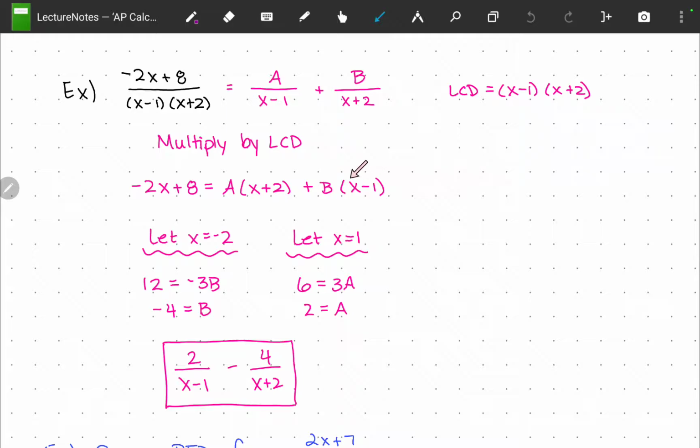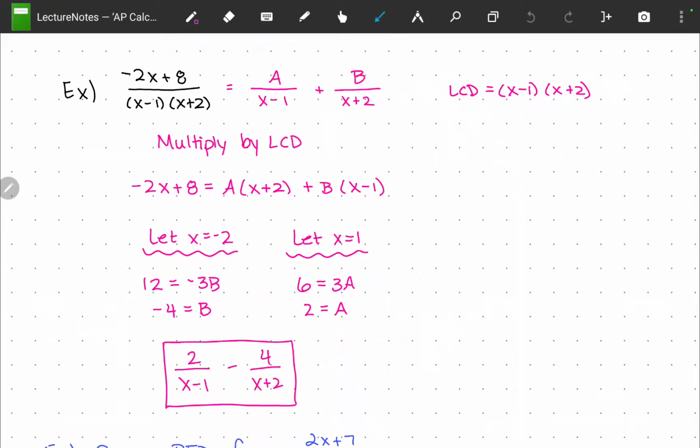Now 1 will make this equal 0, so let's let x equal 1. You put a 1 in for this x, you're going to get 6. Put a 1 in for this x, you're going to get 3a. Put a 1 in for this x, you get 0, so we don't even have it. Now we know a is 2. So now we substitute back in. A is 2, and b is negative 4, and that is exactly what we started with.